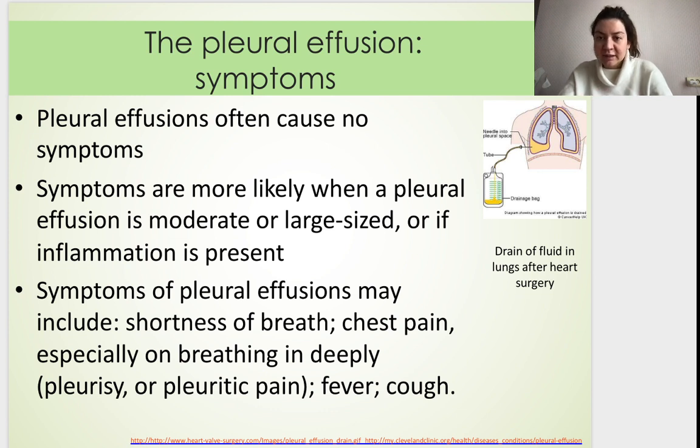And you see on this slide another picture. It is the mechanism of drainage of fluid in the lungs after heart surgery. Is the mechanism the same for other causes? Yes, it is general practice of drainage. More information about the technique of this manipulation you will learn in surgery.